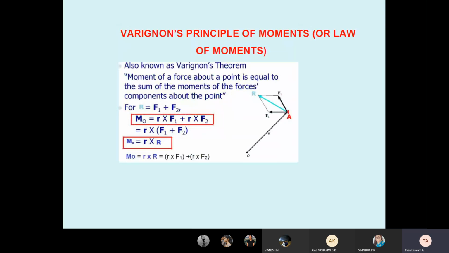Then Varignon's principle of moments or law of moments. It states that the moment of the resultant force equals the summation of the moments of the individual forces. The best example I gave, point A is acted upon by capital R, F1, F2. So I replaced F1 and F2 with the resultant R. There I'm taking moment with respect to O. Therefore, MO equals resultant force into distance, R into r, which equals the summation of individual forces, F1 into r plus F2 into r.